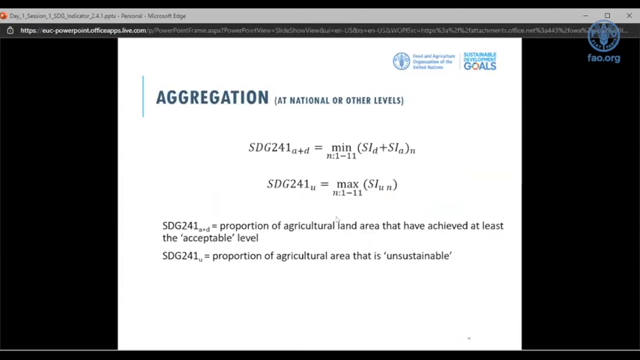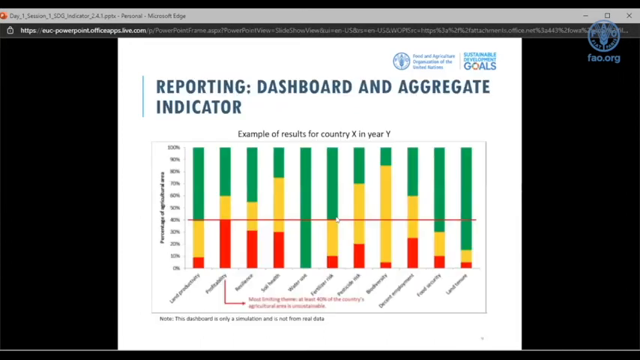Now, the final aggregate SDG 2.4.1 is derived directly from the dashboard at the country level. The final number of 2.4.1 is a result of the sub-indicator that has recorded the highest unsustainability performance. So as you can see here, we can easily identify the sub-indicator that has the highest proportion or percentage of red amongst the 11. In this very example, if we look across the 11 sub-indicators, the profitability sub-indicator is the one that has reported 40% red, and this will be the aggregate SDG 2.4.1 value derived from the dashboard directly.